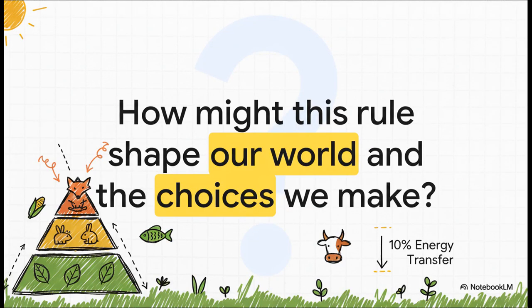And this isn't just some abstract rule for animals in the wild. This law of energy transfer governs the flow of resources through every single system, and that includes our own. It's a hidden rule shaping the entire planet. So the final question to think about is, how might understanding this rule change the way we think about our own place in the global food chain?